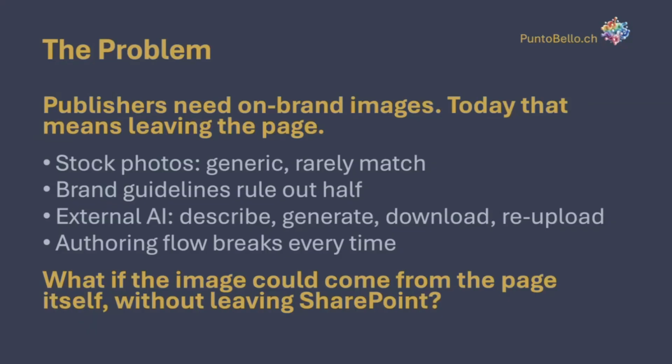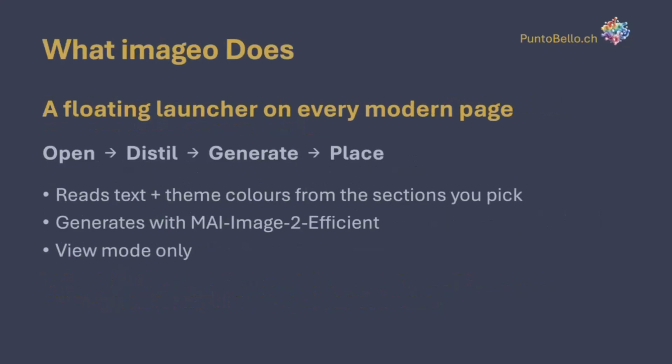So if you publish SharePoint pages, you know that images matter, but getting the right image is painful. Stock photos are generic, brand guideline rules out half of what you find. And external AI tools mean you describe the page from memory, generate, download, re-upload. The flow breaks every time. So what if the image could come from the page itself? And that's what Imageo does.